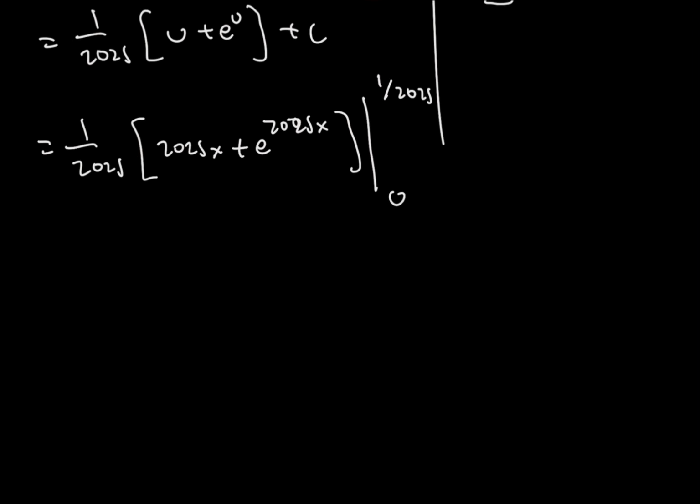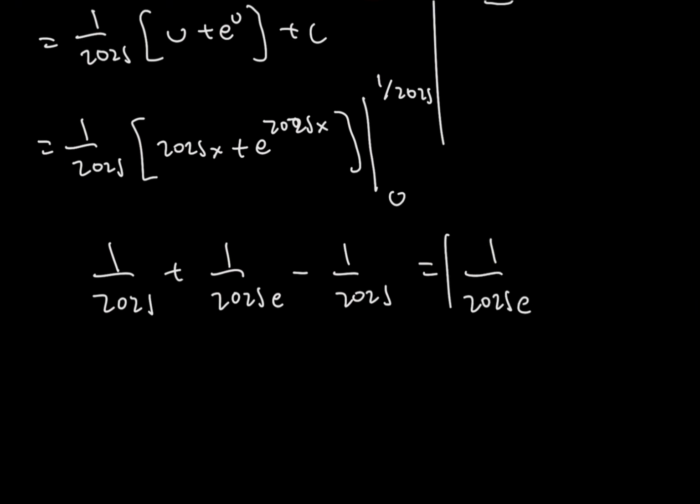And then the arithmetic might be a little tricky, but let me just do it real quick. So you should get, if you plug in 0, we get 1 over 2025 times 0 plus 1. So we get 1 over 2025. And then if we plug in our 1 over 2025, we should subtract 1 over 2025, right? And then this is equal to 1 over 2025e, and that should be our answer. And so we are done. Good job, guys. We did it.